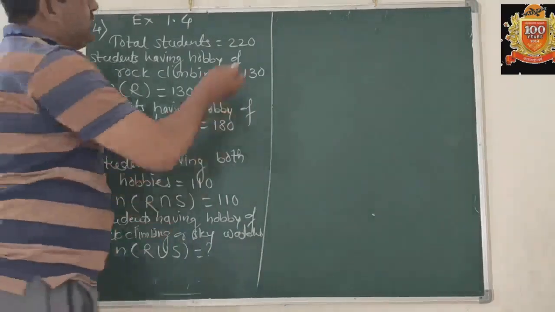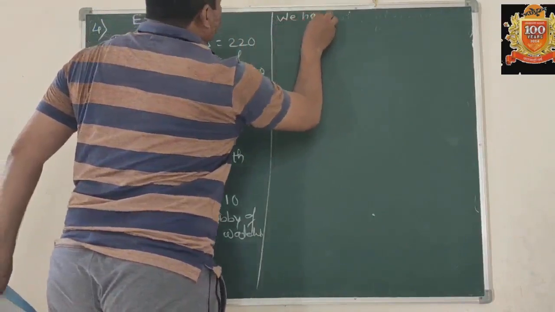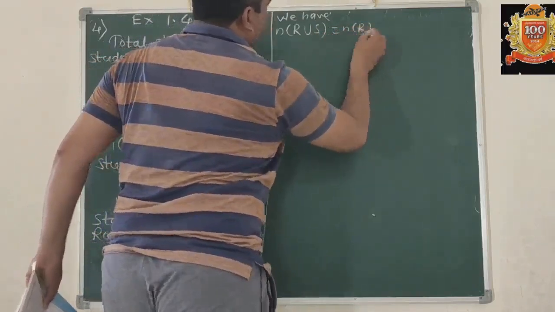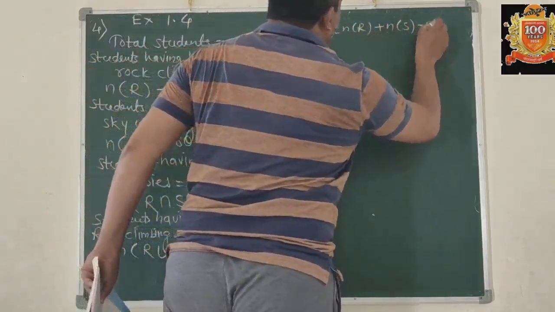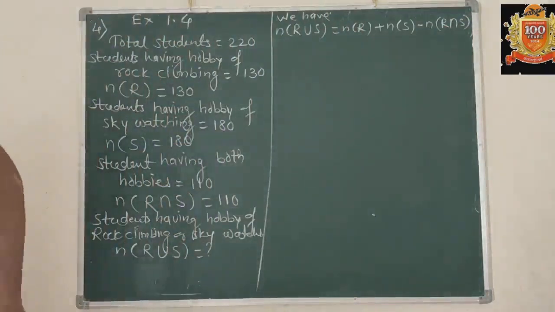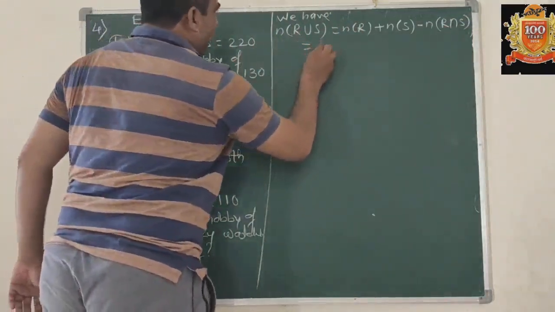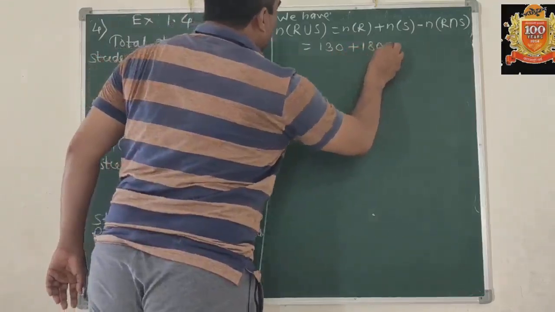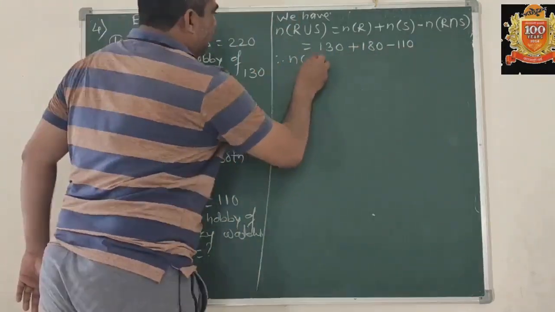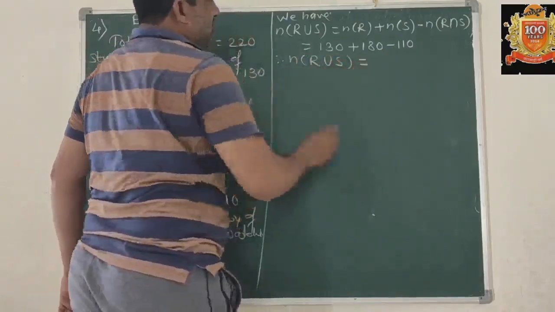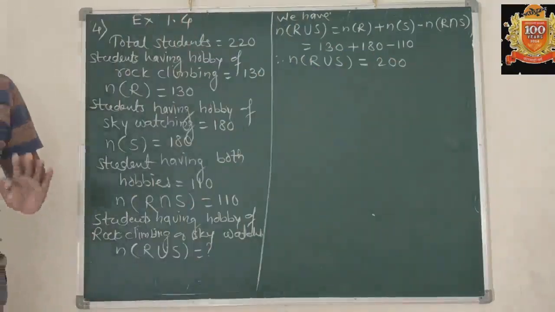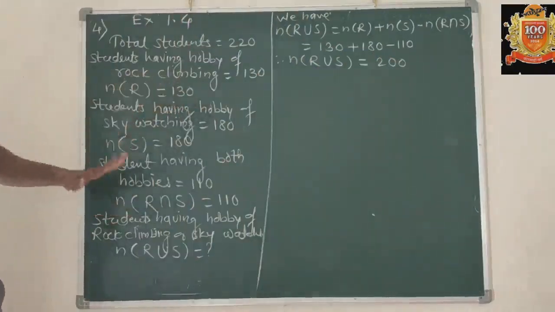So as we have the formula, number of elements in R union S is equal to number of elements in R plus number of elements in S minus number of elements in R intersection S. Now let's put in the values: 130 plus 180 minus 110. Therefore, number of elements in R union S is equal to 310 minus 110, that is 200. So these 200 students have one of the hobbies, maybe rock climbing or maybe sky watching.